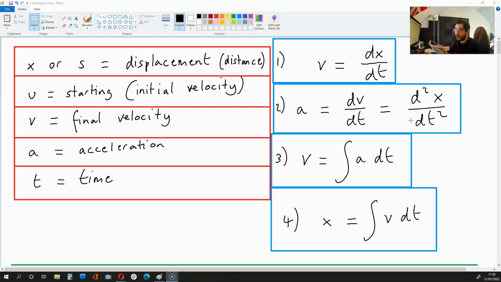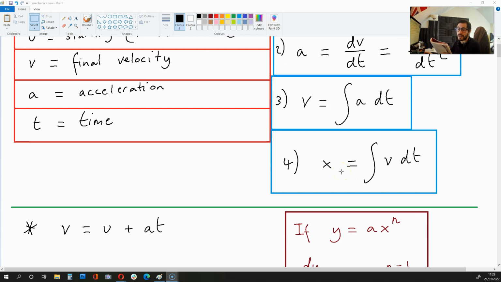derivative of displacement. I'm also going to show you how to obtain the velocity from the acceleration, where you integrate with respect to time, and I'm going to show you how to obtain the displacement from the velocity. So here you integrate with respect to time.